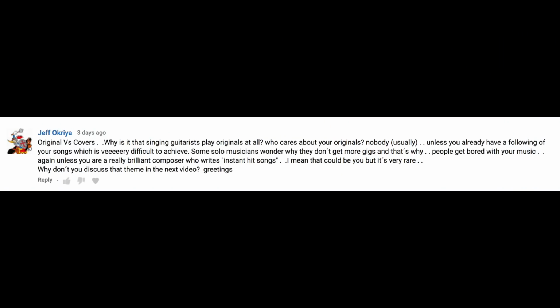Originals versus covers. Why is it that singing guitarists play originals at all? Who cares about your originals? Nobody, usually, unless you already have a following of your songs, which is very difficult to achieve. Some solo musicians wonder why they don't get more gigs, and that's why. People get bored with your music. Again, unless you're a really brilliant composer who writes instant hit songs. I mean, that could be you, but it's very rare. Why don't you discuss the theme in the next video?